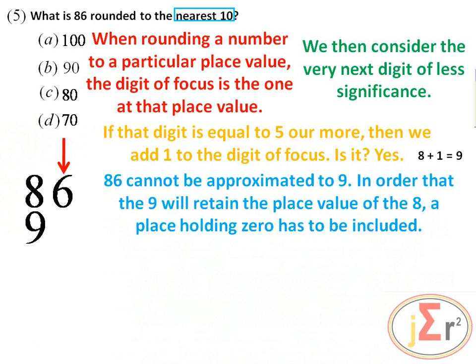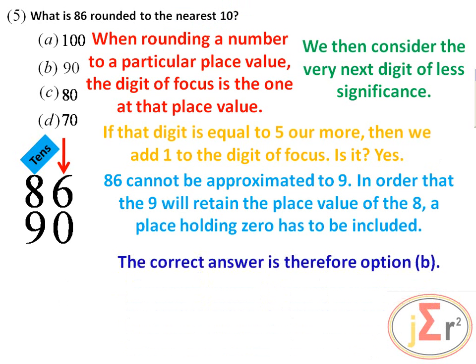In order that the 9 will retain the place value of the 8, a place holding 0 has to be included right there. And Jerry stated that the result would have been 90, and it is. The correct answer is therefore option B.